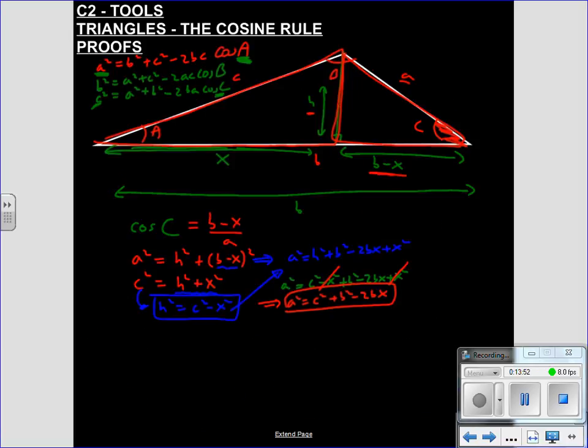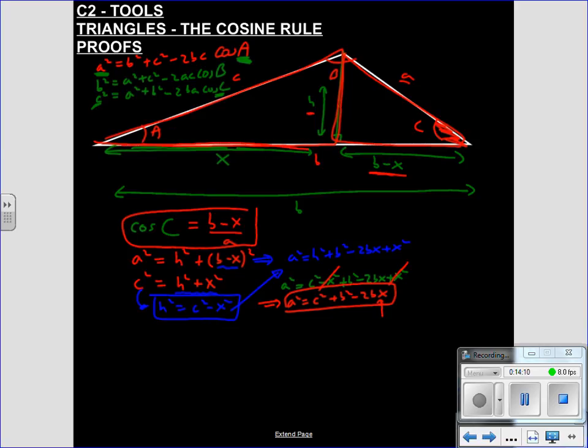The thing is, I need to get rid of that x, but I don't really know what x is. So I did come up with an expression to do with x involving cos c, but I think it's going to look a bit nasty. It will work, but no. Let's think of another expression for x.